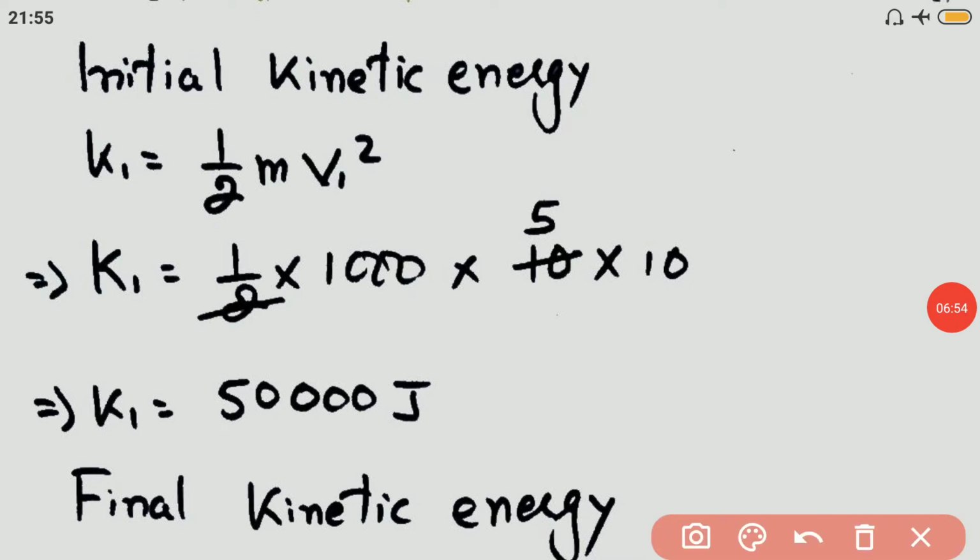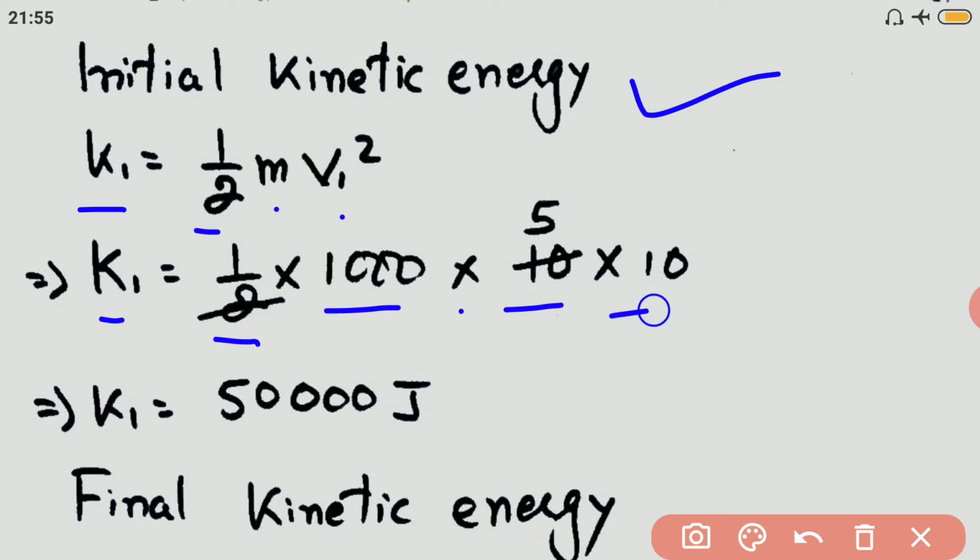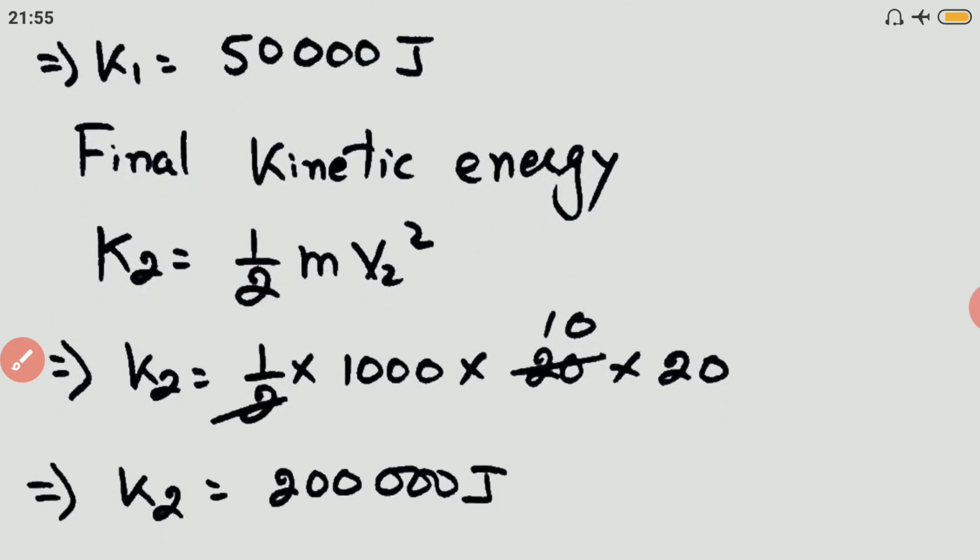So the initial kinetic energy, that is the first kinetic energy K1, should be equal to half m V1 square, right? So K1 will be equal to half multiplied by m, which was 1000, multiplied by V1 square, which is 10 multiplied by 10, because the value of V1 was calculated to be 10. Now cancellation: 2 1 times 2, 2 5 times 10. Now only the numbers are left. So if I multiply, I shall get 50,000 joule. That is the value of the first kinetic energy, or the initial kinetic energy.